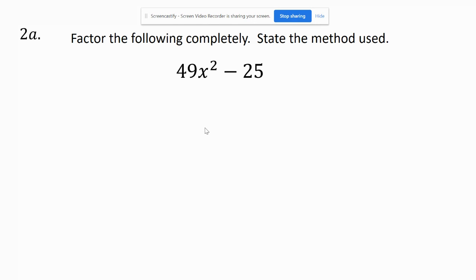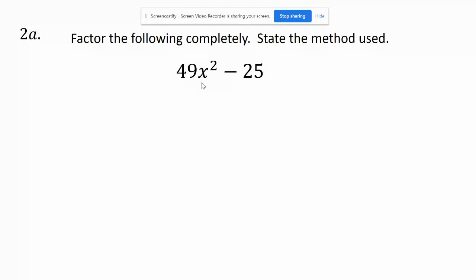Factor the following completely and state the method used. We have a theme throughout these particular questions today, which is to state the method used. Well, the first thing I notice here is there are two terms. Anytime there are two terms, first off, always look for greatest common factor. Is there something that will go into both of these?